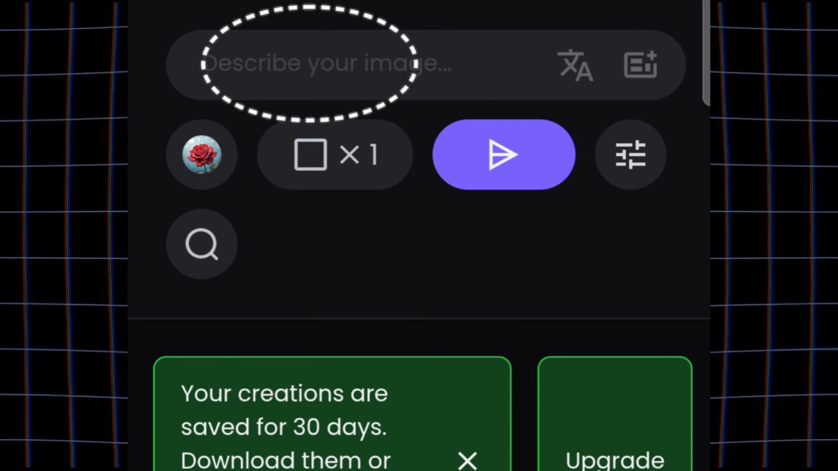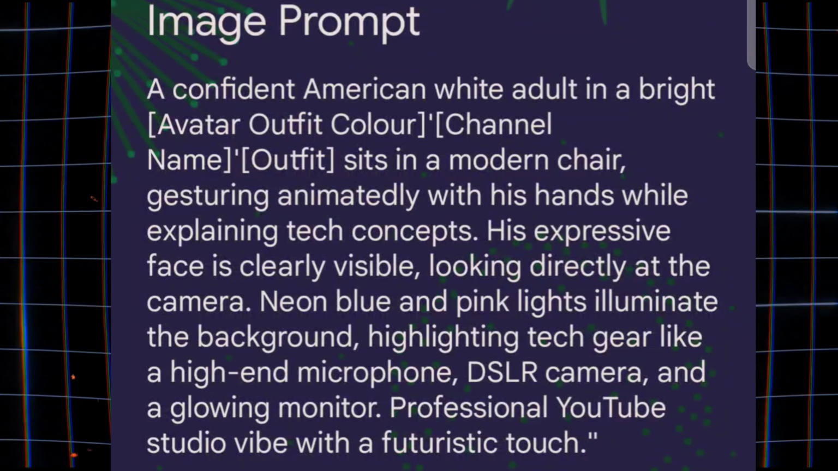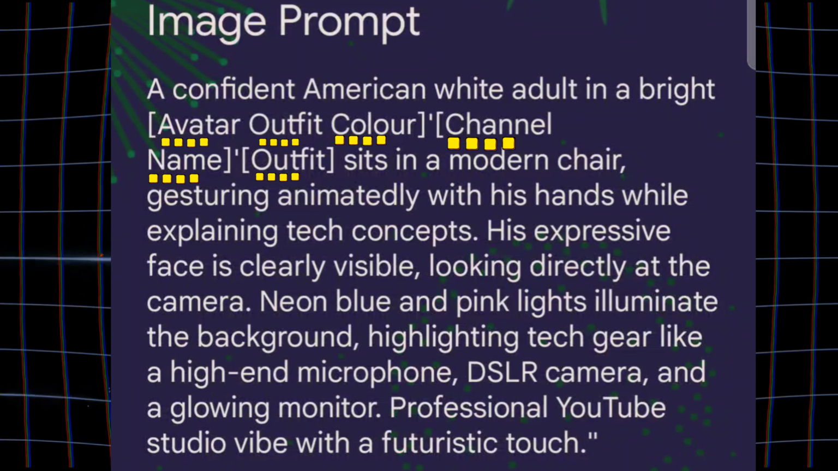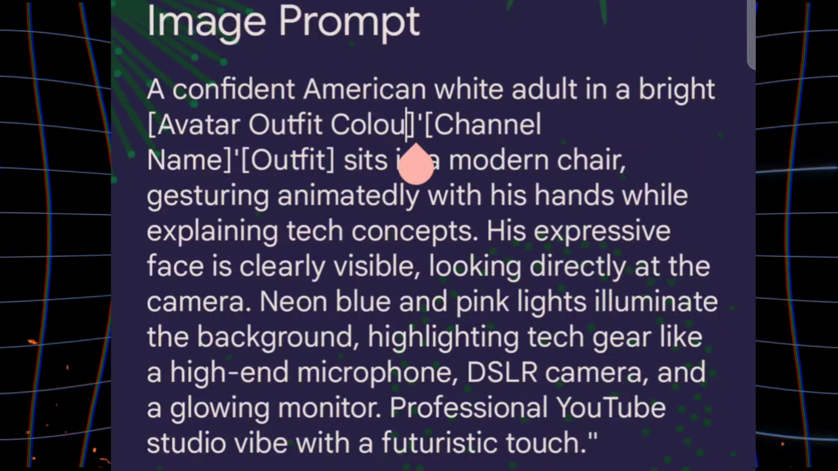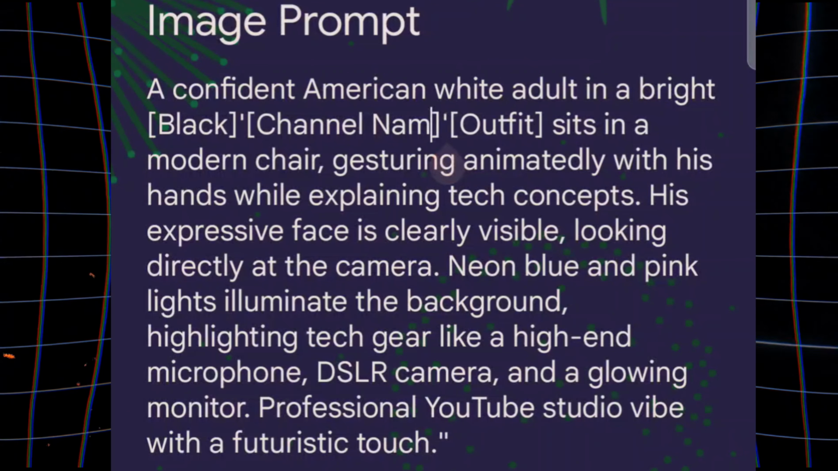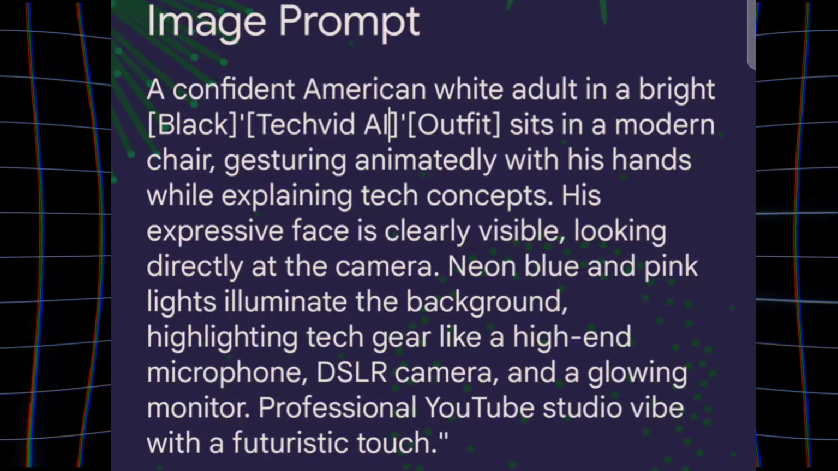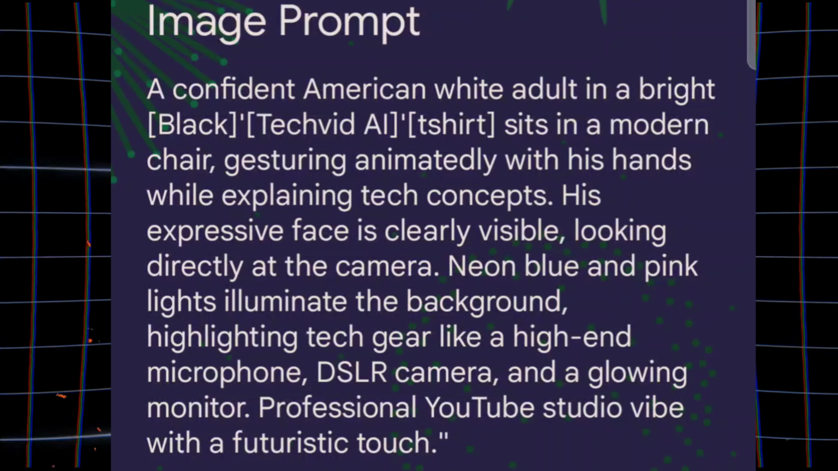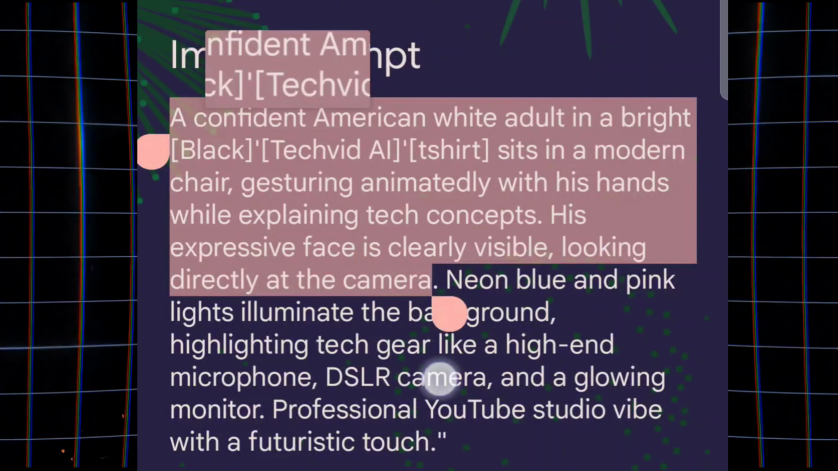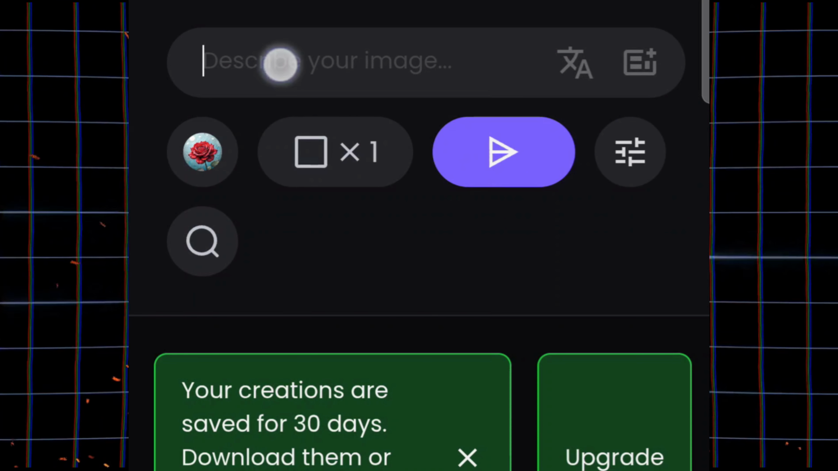Now we have to give a prompt in this box for image generation. I have already prepared the prompt. In this prompt, you can edit the outfit, your channel name, and the outfit color of your avatar. I gave in outfit, shirt, and channel name, TechVid AI, and color black. You can find this prompt in the video description. All right, now copy this prompt and paste it in this box.